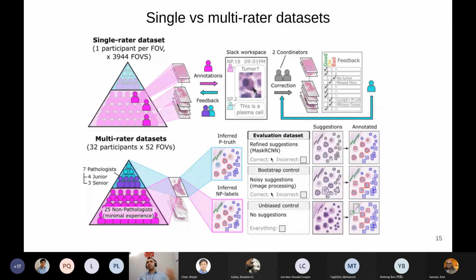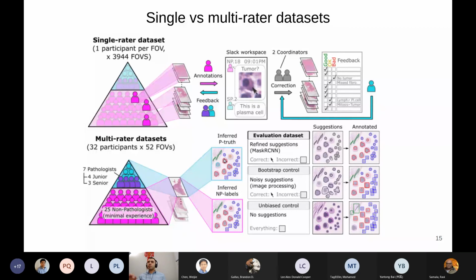And when we infer that from the pathologist, we call it the p-truth, because it's pathologist truth. And if we infer it only using the annotations from the non-pathologists, we call it the inferred NP labels, because it's not truth. They are non-pathologists, so maybe there is a wisdom of the crowd, but it's not really truth as you would get from a pathologist.